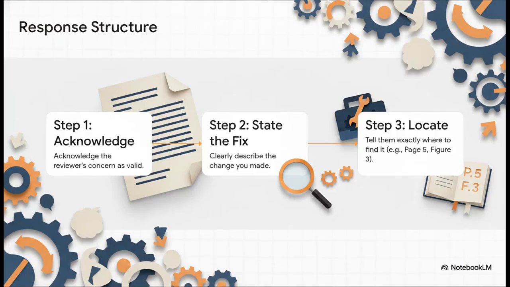For almost all of your fixable comments, you're going to use this simple but powerful 3-step structure. 1, thank them and acknowledge the concern. 2, state exactly what you did to fix it. And 3, tell them precisely where to find the change. Page number, figure number, whatever. It shows you're organized, you're responsive, and you respect their time.